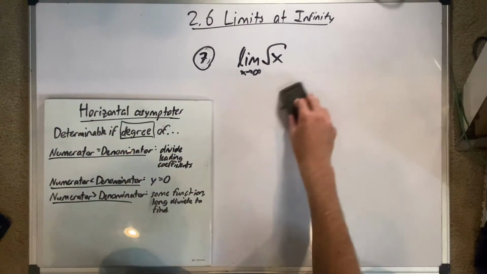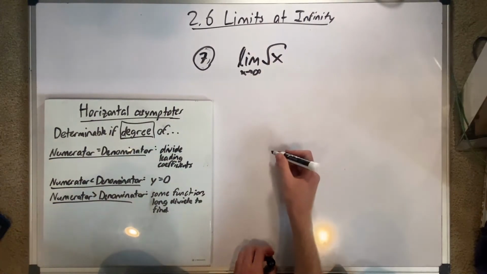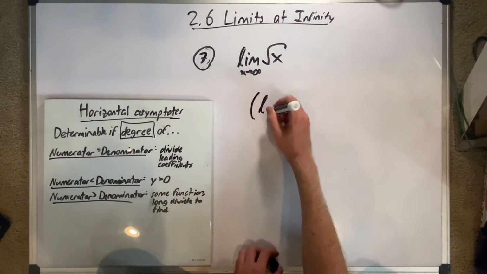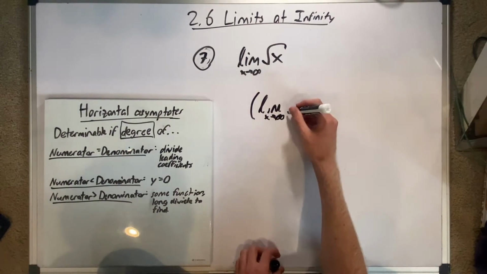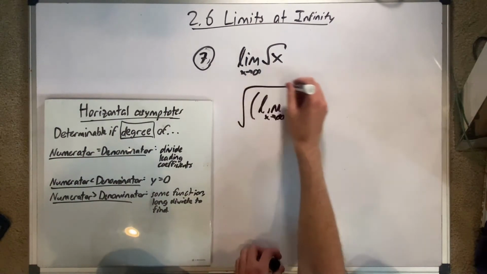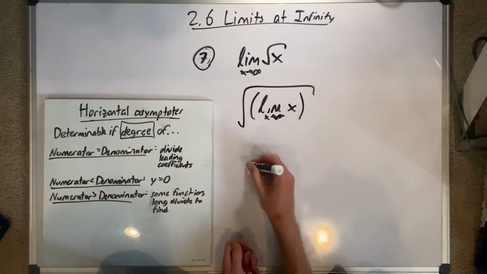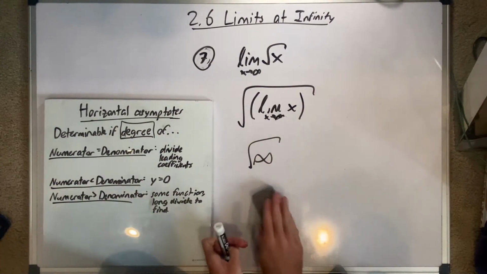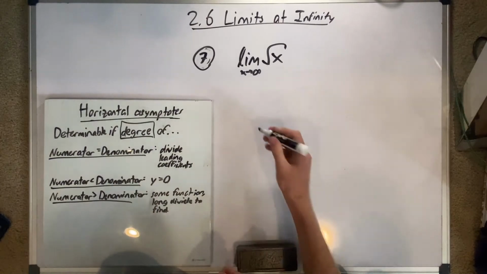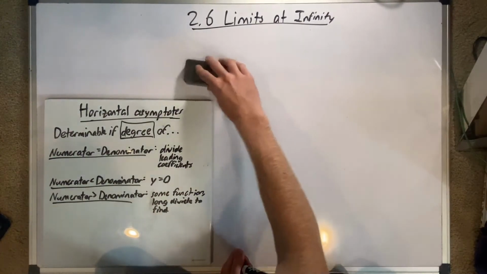And we can also use a limit rule there and basically just say the entire thing, limit as x approaches infinity of x, all under a radical. As you increase x to infinity, obviously this increases to infinity. So radical of infinity is still infinity. So the entire answer is infinity. So there you go, that's number 7.